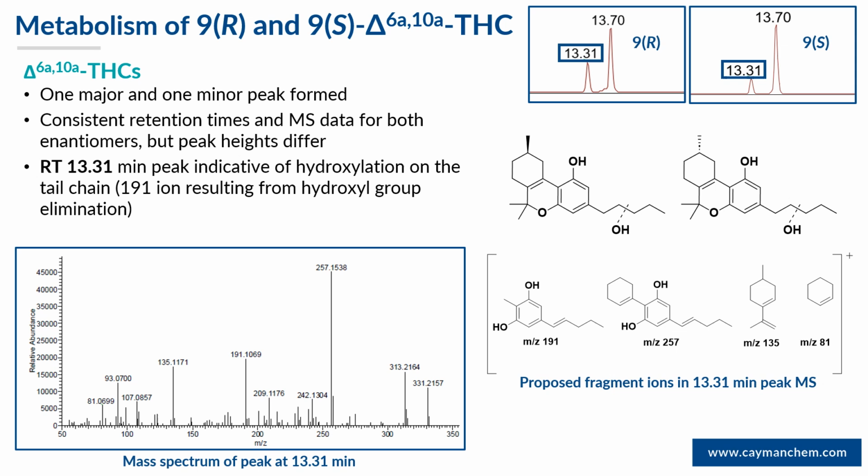When we look at the metabolism of the 9R and the 9S Δ6a 10-THC, we see two chromatograms that are very similar. The 9R and the 9S are enantiomers of each other, and without any chiral separation techniques, we would expect them to behave very similarly. Our chromatograms show the formation of one major and one minor peak. These compounds have consistent retention times, and the mass spectra are very similar for both of these compounds, with only slight differences in the peak heights between the 9R and the 9S enantiomers. The earliest eluting peak in both cases, at 13.31 minutes, has the key ions that we look for when we see tail chain hydroxylation, the 191 and the 257 ion.